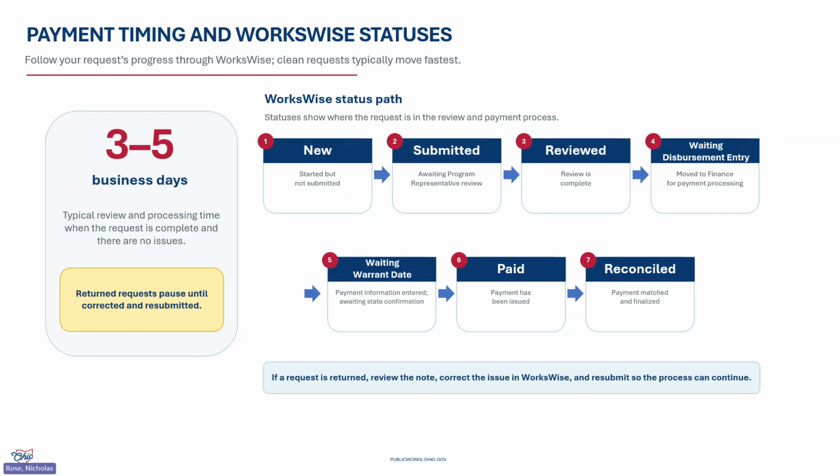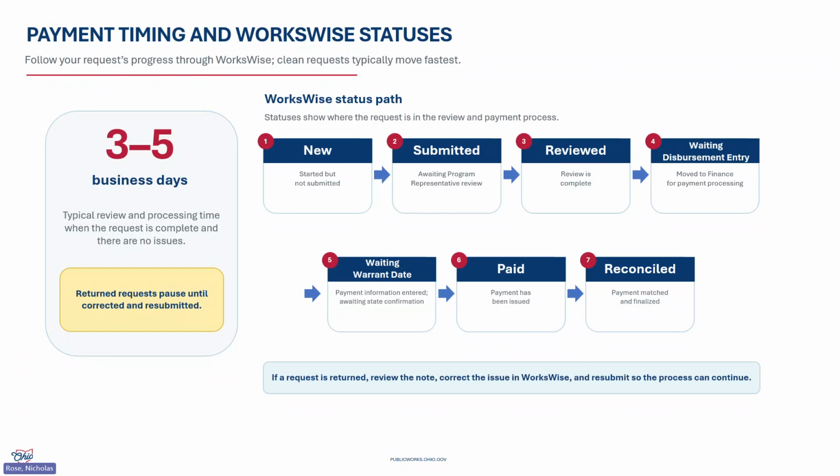All right. So for a clean request with no issues, review and payment processing typically takes about 3 to 5 business days. That's a typical time frame, not a guarantee, but it gives you a sense of what a normal request looks like. You can also follow the request through its WorksWise statuses.